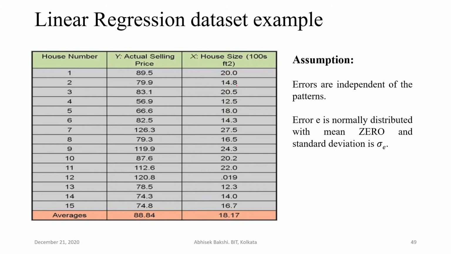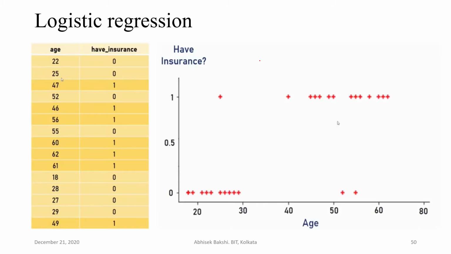Okay, so the points will be given something like this, and it is a simple linear regression, because we have only one feature x and only one output feature y. If we consider that we have multiple input features x, then it will be multiple linear regression. But this is an example of simple linear regression. Okay, so now let's come to logistic regression.